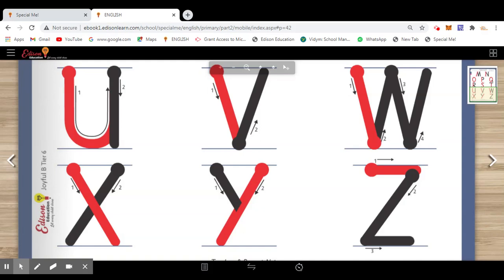W, W, W. What a big water whale. Whoa, whoa, whoa. What a big water whale. That is the sound of double U.